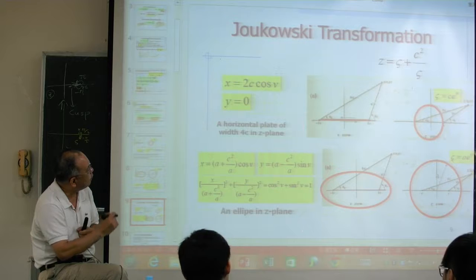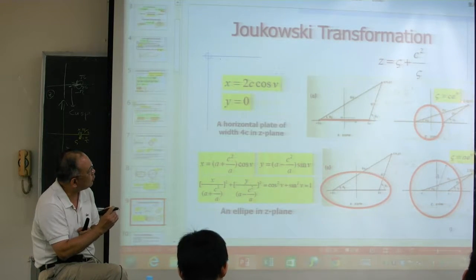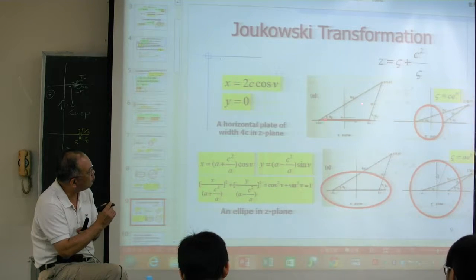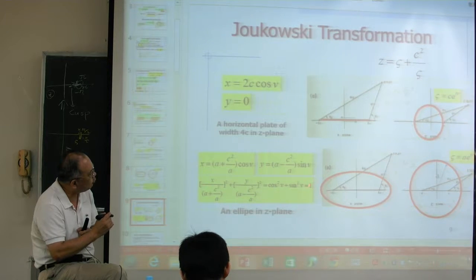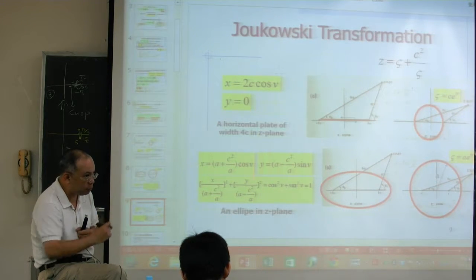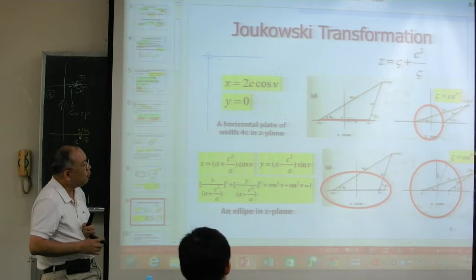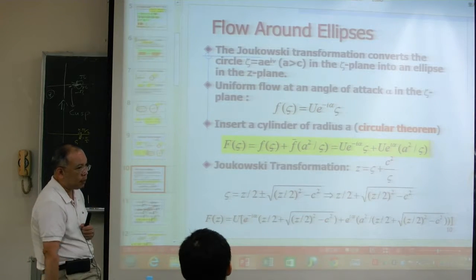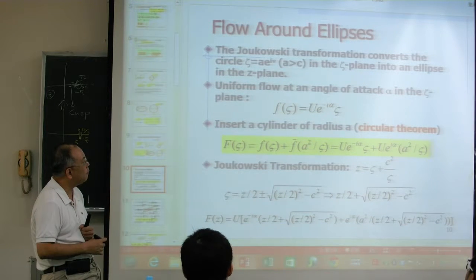So we have two cases, right? One is a circle passing through a critical point. One is a circle whose radius A is greater than C. For this case, it degenerates to the flat plate. For this case, through the transformation, we become an ellipse. This is the formula we have. We just mentioned these two cases. We're just using this example, so we would like to do the so-called flow around the ellipse. Can we do that? We can study the flow around the elliptical shape of the body.